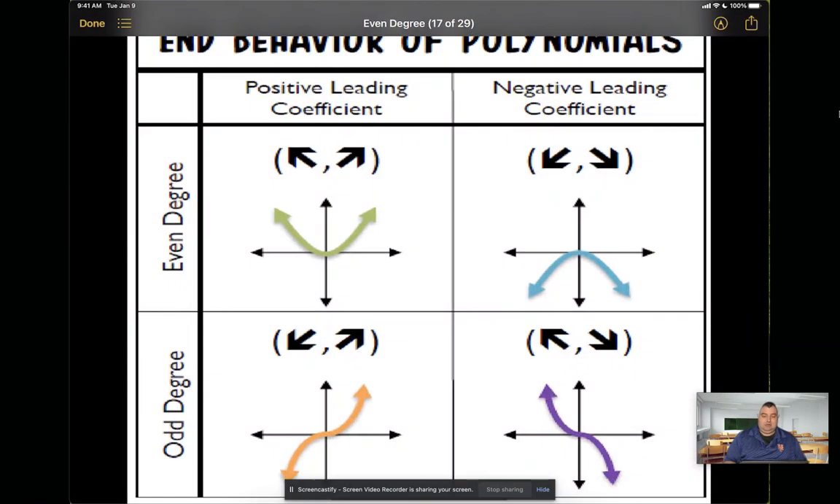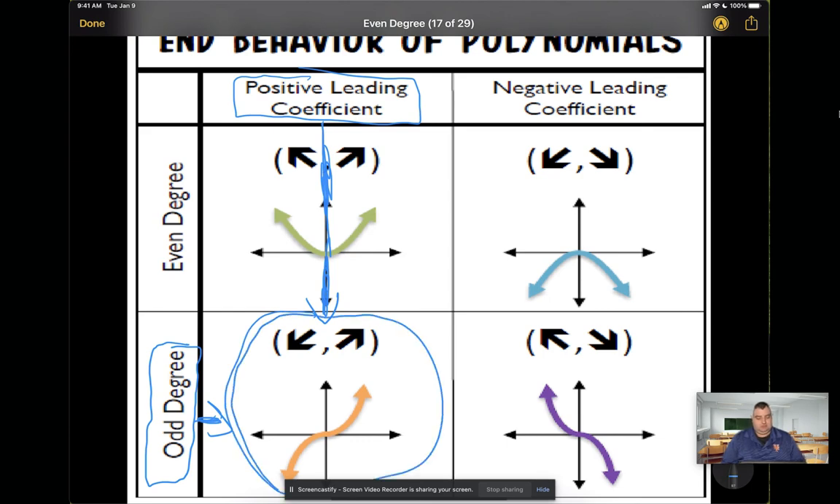So how am I going to use that? Well, my degree was 5. So 5 is an odd number. So it has an odd numbered degree. My leading coefficient was 2. So my leading coefficient of 2, that's a positive leading coefficient. So I have an odd degree, and I have a positive leading coefficient. So according to this chart, this right here is my end behavior for the polynomial.